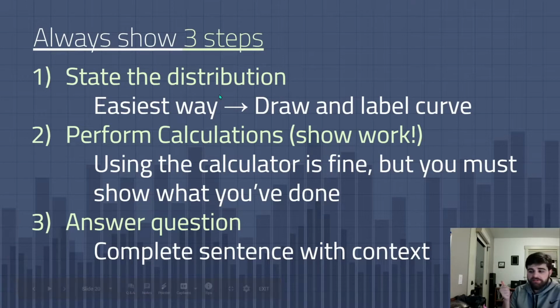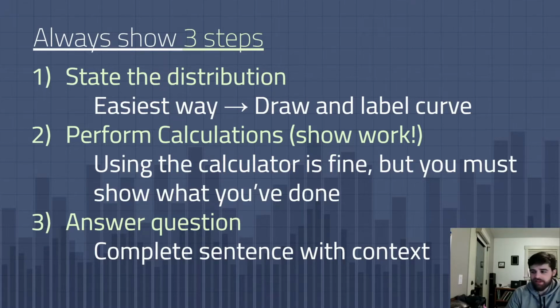For these normal calculations, we're going to follow a 3-step process. Step 1 is going to be to state the distribution. The way we're going to do that is to draw out the curve and label it. Then we're going to perform our calculations, and you have to show your work. Now, we're going to be doing this with a calculator, but you still must show your work. So I'll show you what that looks like in just a second. And lastly, we got to answer the question. So don't forget this part, it's important.